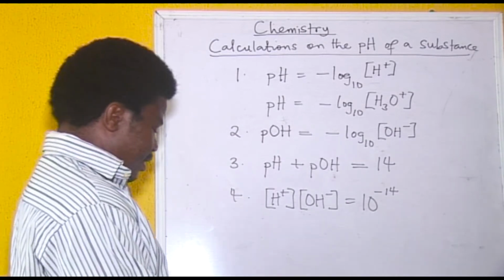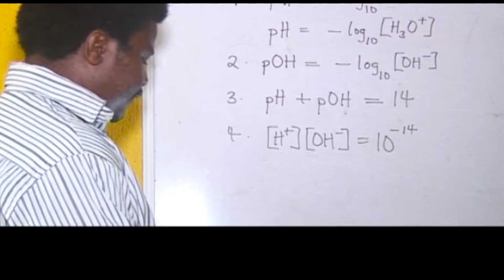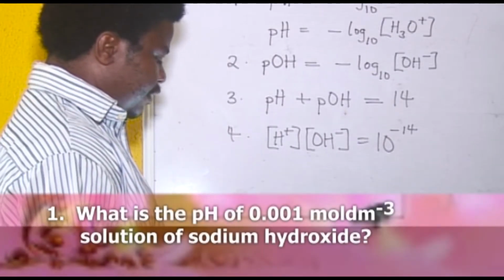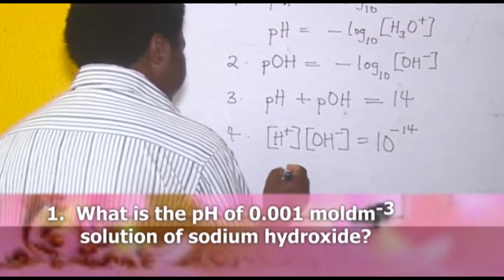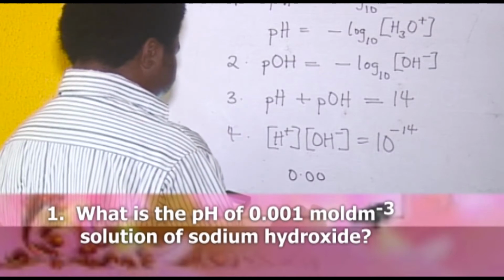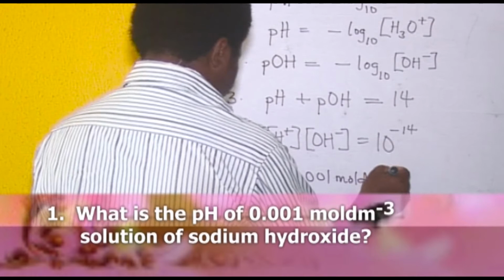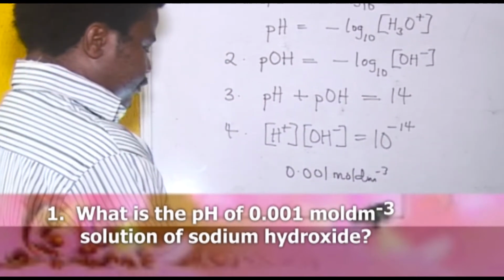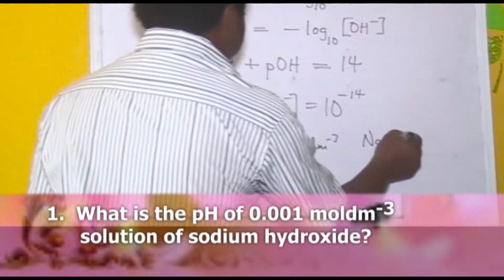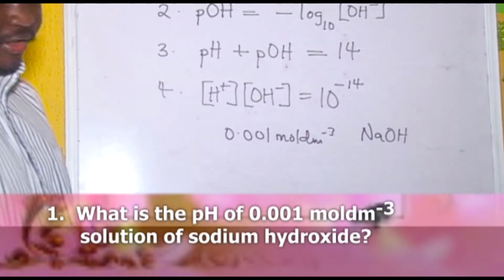So we have some examples to take here. The first one reads: what is the pH of 0.001 mole per dm³ solution of sodium hydroxide?